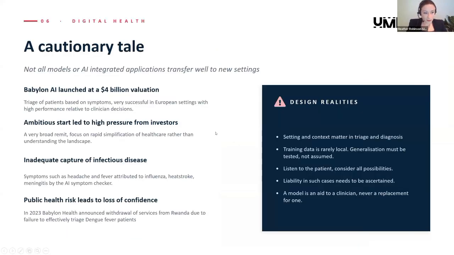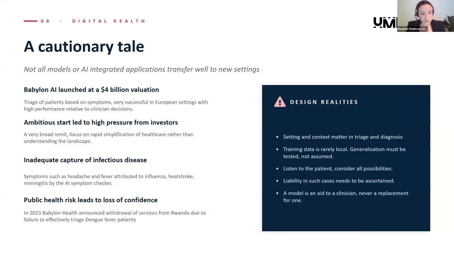So I wanted to talk a little bit about an example where that didn't go well. Babylon AI was a very popular touted tool at the time. It launched with a very high valuation, initially in Europe, and then they began to rapidly scale and get bigger. The whole point of the tool, which they called the AI symptom checker, was that it would triage patients based on their symptoms, and tell them whether they should use a telemedicine service, go to a clinic, or go immediately to the hospital, for example.